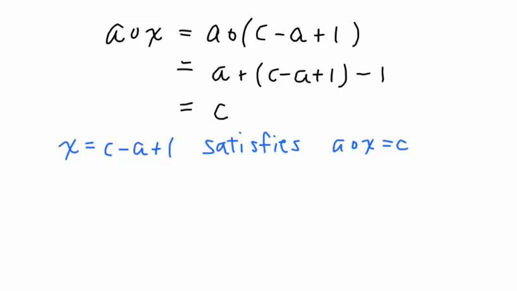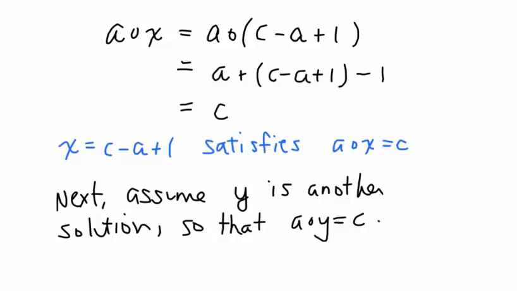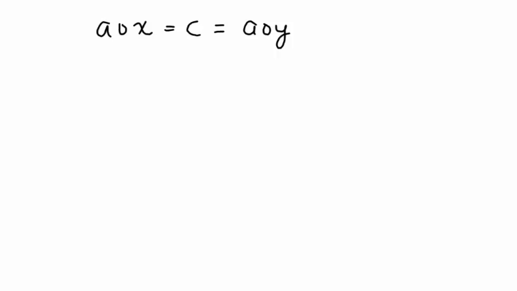Now we're going to work through the uniqueness method. We're going to assume that there are two solutions to this equation, and try to show that they're actually the same object. So let's call this second solution Y, and we know that Y is also going to satisfy the property A circle Y is equal to C. If this is true, we know that both A circle X and A circle Y are equal to C, so we can set them equal to each other.